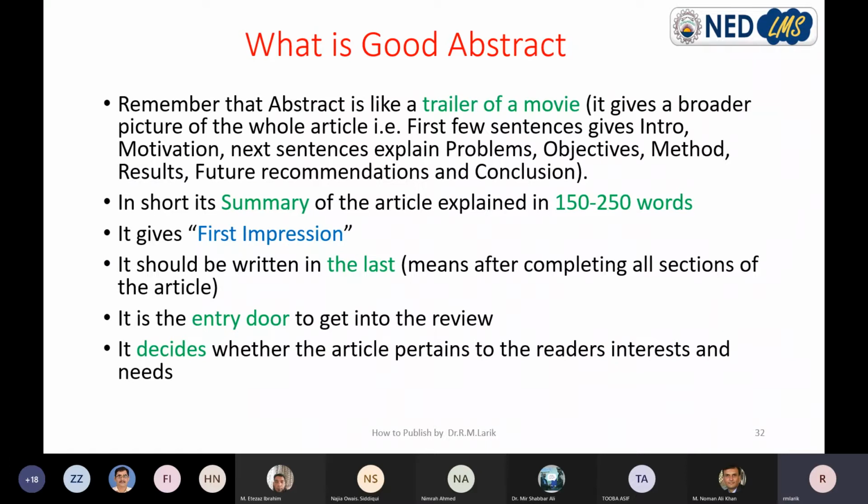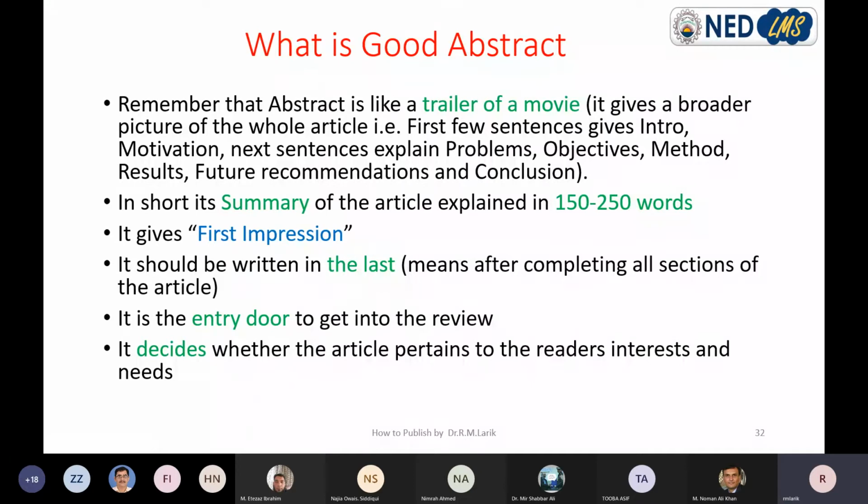Now start from the abstract. Remember that a good abstract must be catchy, eye-catching and attractive. It is like the trailer of a movie, because when you see the trailer of a movie, it attracts you to watch the whole movie, right? If the trailer is attractive, good, extraordinary, then the audience wants to watch that movie. Similarly, the researcher wants to read the whole article, right? The abstract gives a broader picture of the whole article.